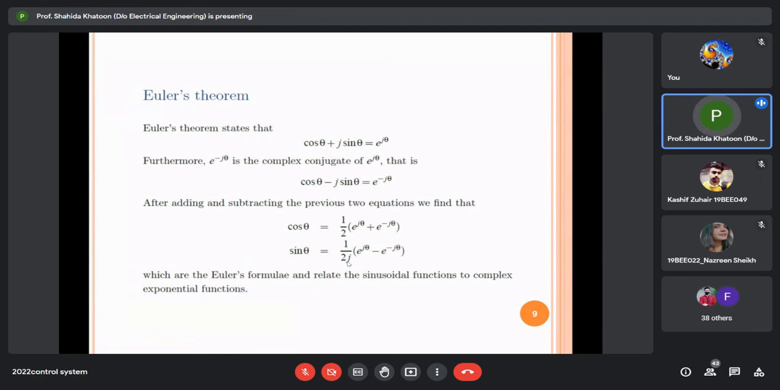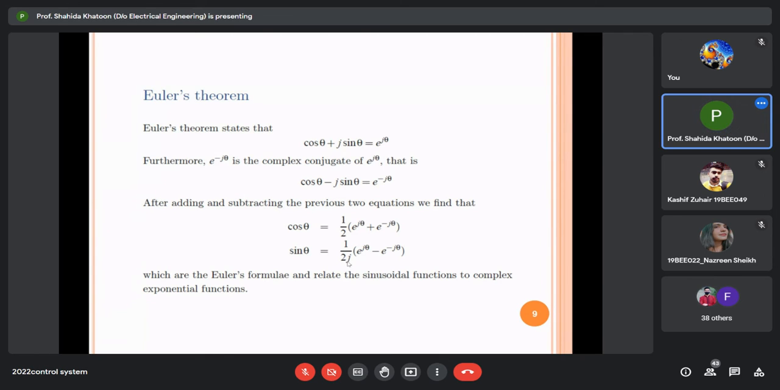Let us do a very basic theorem, Euler's theorem, which every student of the class must know, and that is e to the power j theta equals cos theta plus j sin theta. This is Euler's theorem, you all know. Furthermore, e to the power minus j theta is the complex conjugate of e to the power j theta. So e to the power minus j theta is cos theta minus j sin theta.